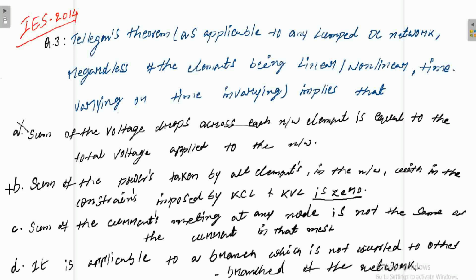So let us keep B aside and see option C. What does option C state? Sum of the currents meeting at any node is not the same as the current in that mesh. It is dealing with current, so it is not the answer. It is applicable to a branch which is not coupled to other branches of the network, so it is also not relevant. So what is your answer? The answer is B. Sum of the powers taken by all elements in the network within the constraints imposed by KCL and KVL is 0.